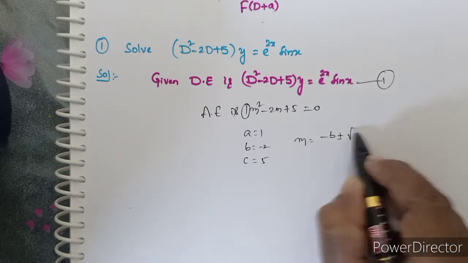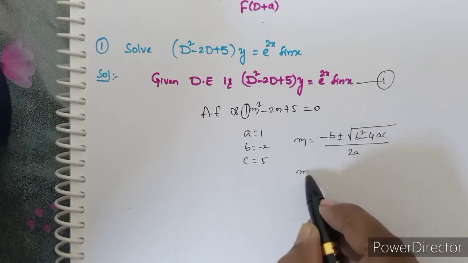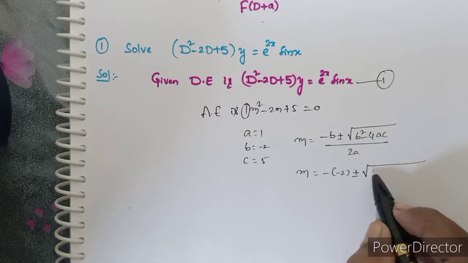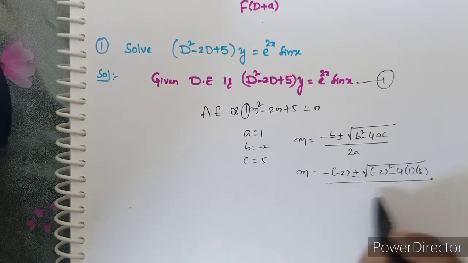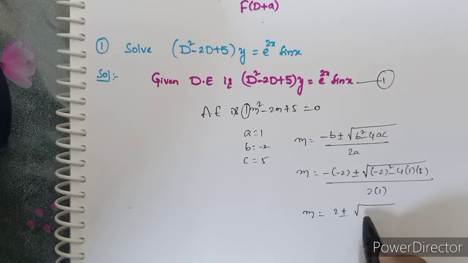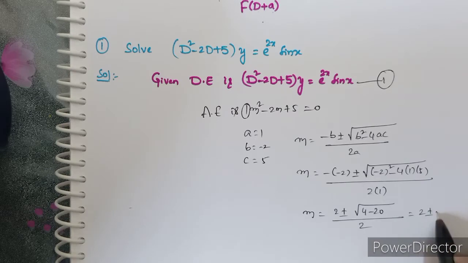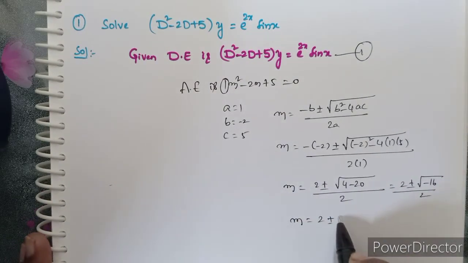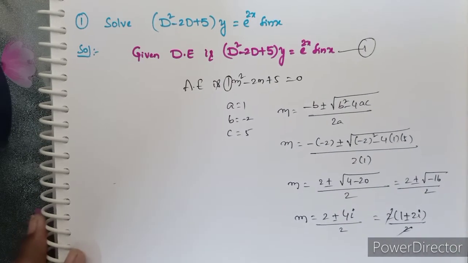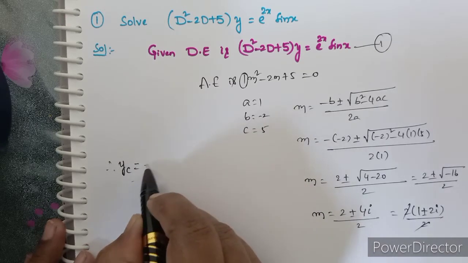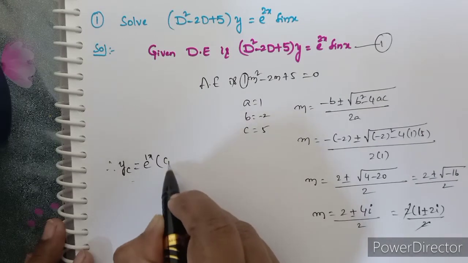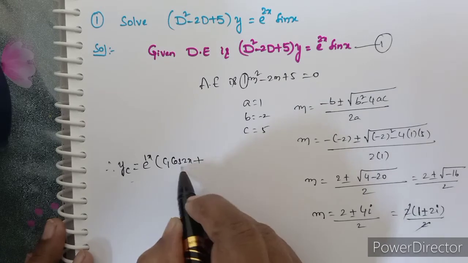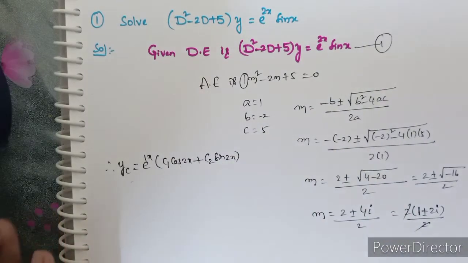m is equal to minus b plus or minus root of b squared minus 4ac by 2a. m is equal to minus of minus 2 plus or minus root of (minus 2) whole squared minus 4 into 1 into 5 by 2 into 1. That is 2 plus or minus root of 4 minus 20 by 2, 2 plus or minus root of minus 16 by 2. m is equal to 2 plus or minus root of 16 is 4 and root of minus 1 is i, by 2. Taking 2 as common, 1 plus or minus 2i by 2, cancel 2. We are getting complex roots, and they always occur in pairs. So the complementary function yc is equal to e^(alpha x) (c1 cos beta x plus c2 sin beta x), where alpha is 1 and beta is 2. This is the complementary function.